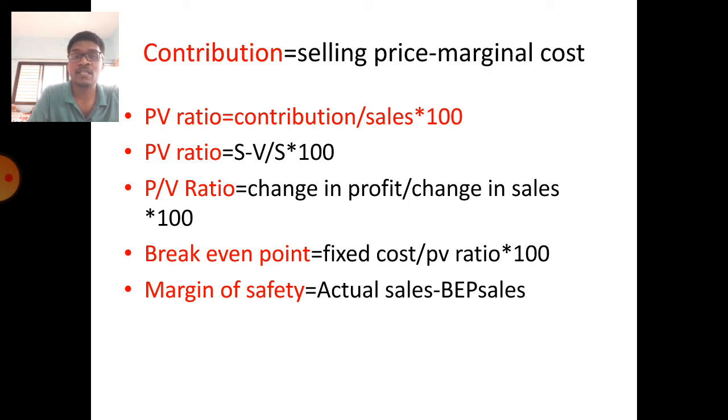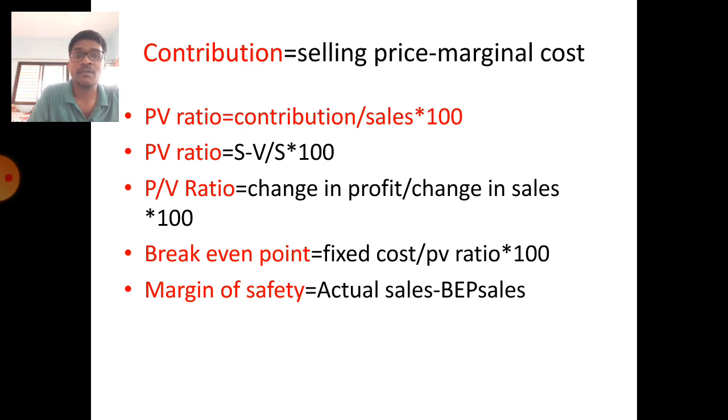In the last point, we already studied contribution. What is meant by contribution? Selling price minus variable cost, divided by selling price, into 100. The next formula is PV ratio. Another formula for calculating the PV ratio: selling price minus variable cost, divided by selling price, into 100. Then also, change in profit divided by change in sales, into 100.